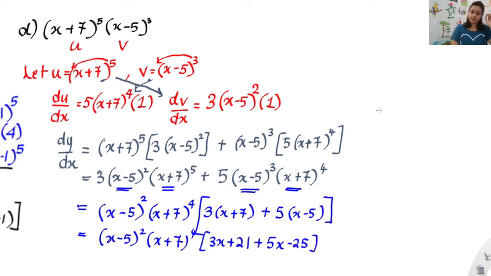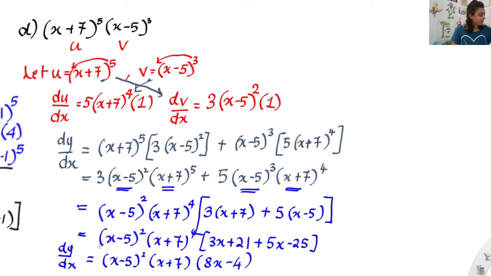So here what we will get? 3x plus 5x is 8x. So x minus 5 square, x plus 7. Here we will get 8x. Plus 21 minus 5 is minus 4 ... so we can leave up to here. Let's check what your textbook expand. This is question D. For 2x minus 1, x plus 7, x minus 5. Did I miss out? Oh, x plus 7 power 4.